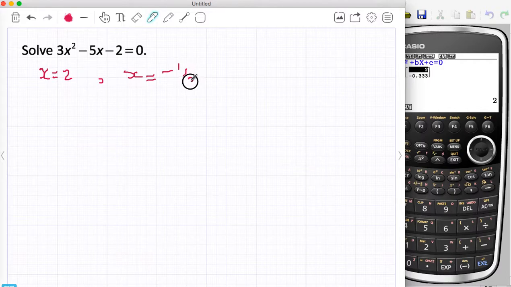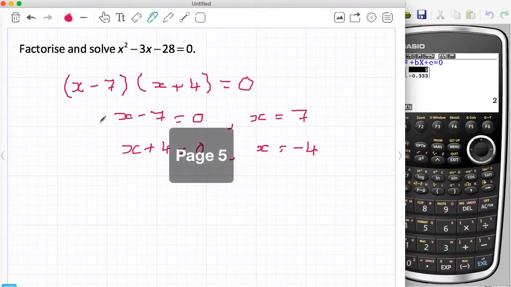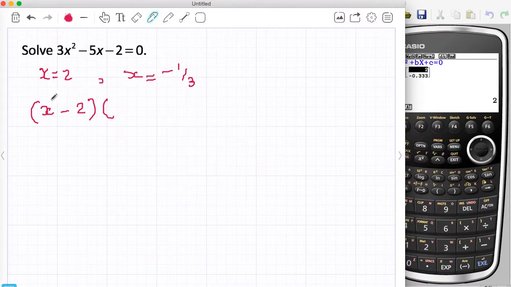Now just a little extension for this. Because I've solved it, I can actually go back and think about factorising it. And I'm going to factorise it into x. Now I'm not going to make it plus 2, I'm going to make it minus 2. So that when I times these two together, if you remember what we did in the previous video, when we had this and we'd factorised it, made it equal to 0, it was plus 7. Here it's a minus 7. So I'm going to make that x minus 2. And this one is minus a third.